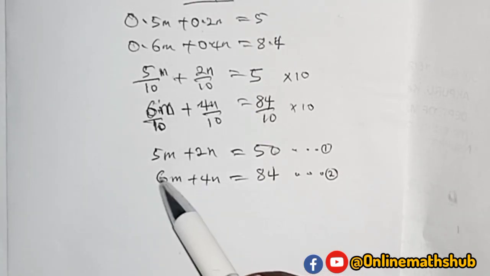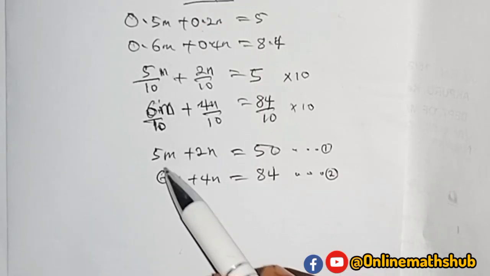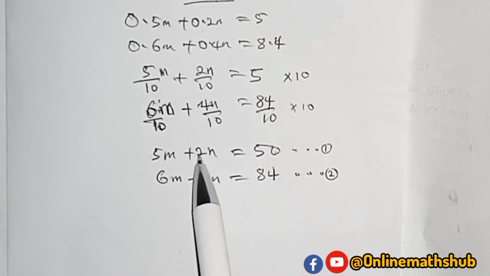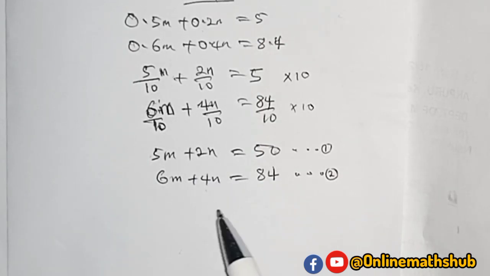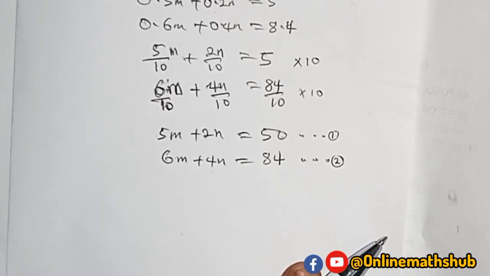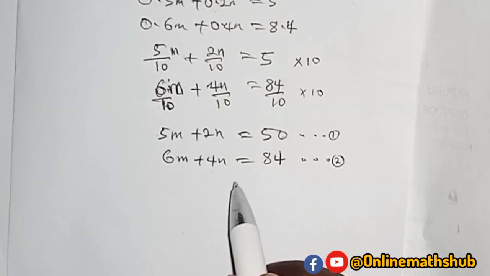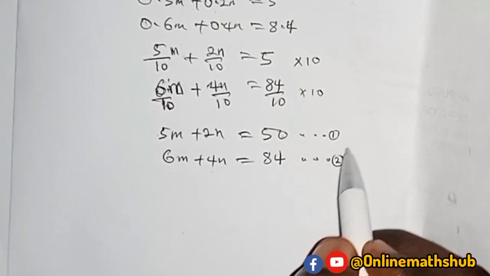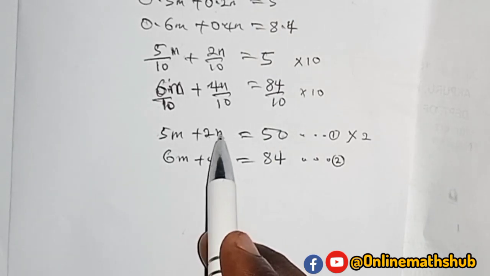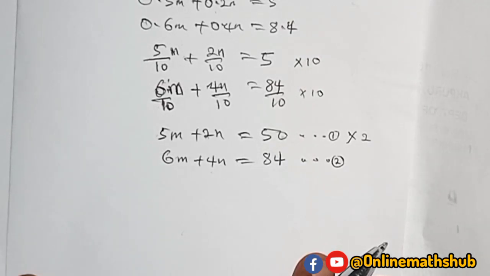Once you have this, you can go ahead to simplify. We want to make the coefficient of one of these variables the same in both equations. As you can see, the coefficient of m here is 5, here is 6, the coefficient of n here is 2, and here is 4, so none of them has the same coefficients. We can manipulate and make the coefficient of one variable the same for both equations. To do that, we can multiply equation 1 by 2, so that we now have 4n. Then the coefficient of n is the same for both equation 1 and equation 2.